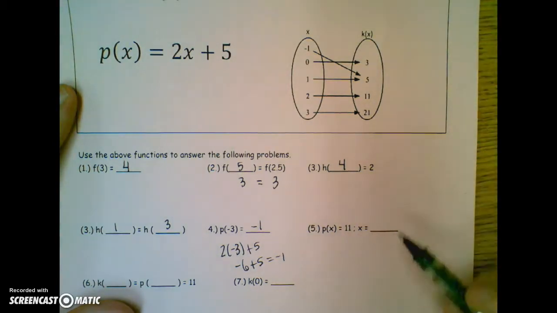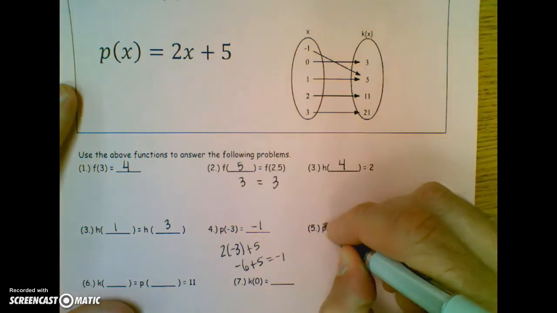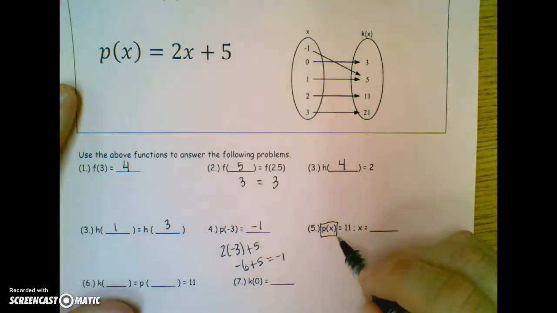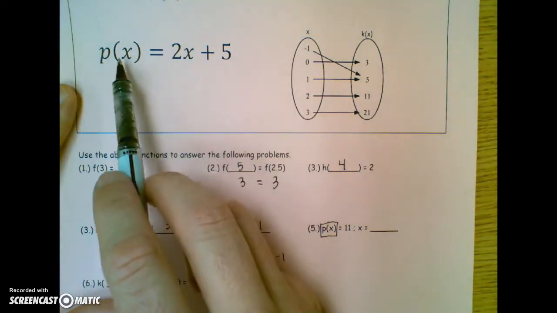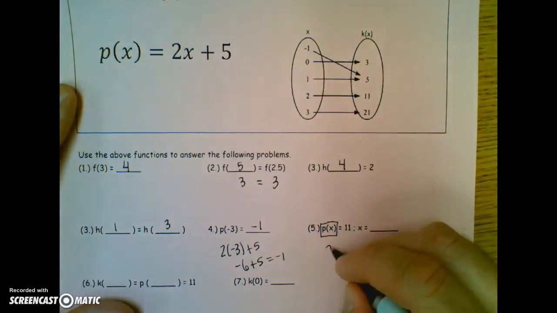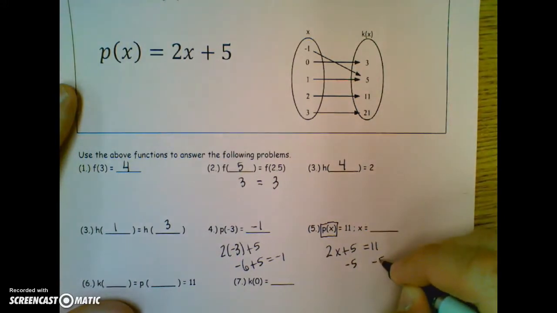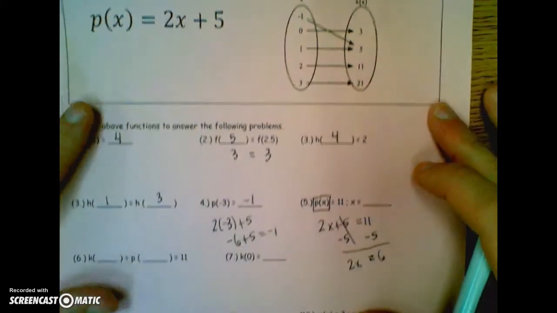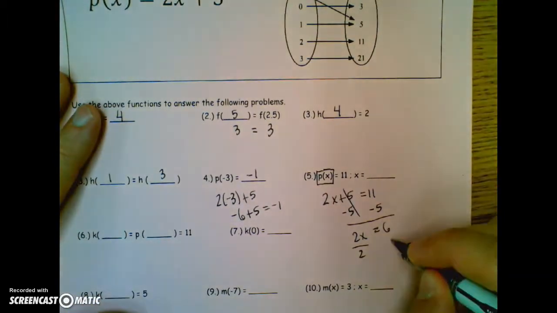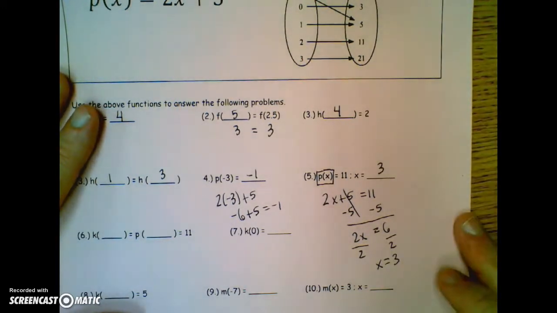For number 5, it's a little bit different. This time it's asking, what is my input that gives me an output of 11? The way I look at it, I'm replacing this with what the rule is for p of x. The rule for p of x is 2x plus 5. I'm substituting in this value for p of x, and now I can solve for x. Alright, that's for p of x.